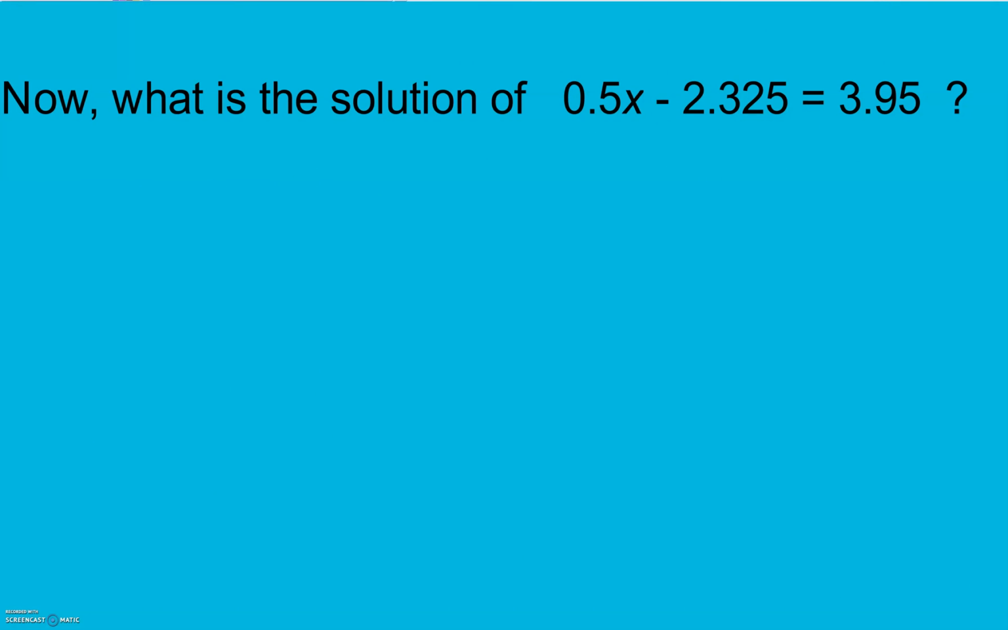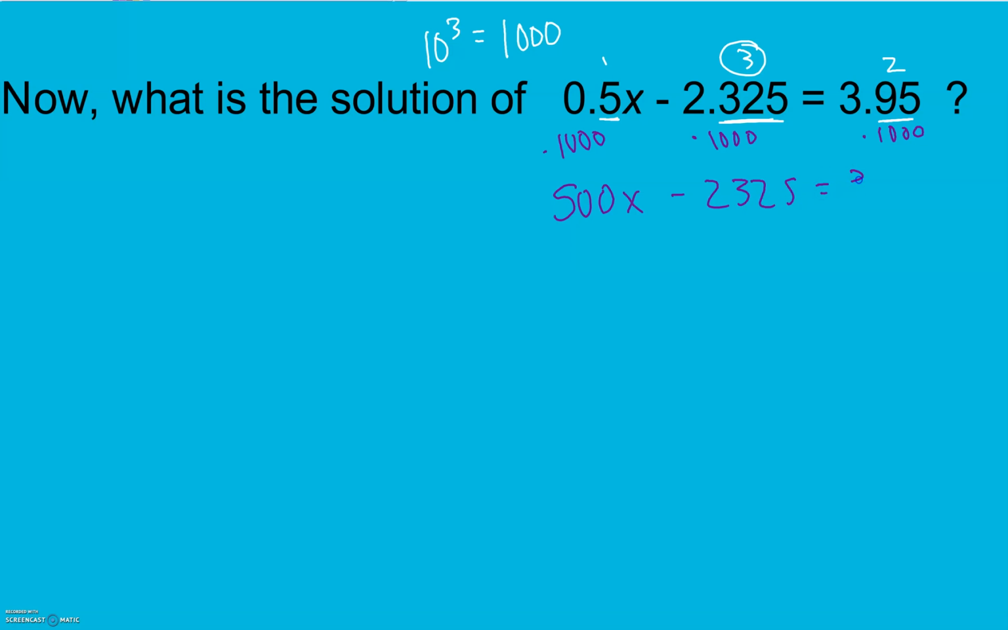Feel free to pause here and give this a try. Counting digits past my decimal, I have 1, 3, and 2. 3 is the most, so I'm going to take 10 cubed or just 1 with 3 zeros after it. I'm going to multiply that to every term on both sides of my equation. I'm going to get 500x minus 2,325 equals 3,950.